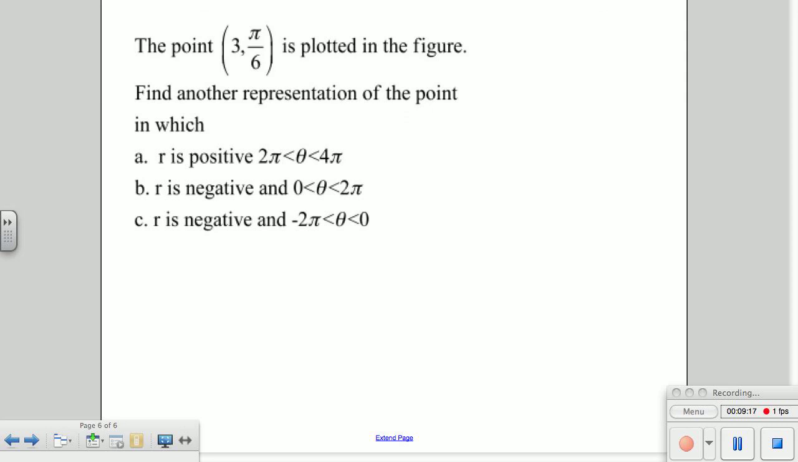I want you to go ahead and try this last one, and we'll go over it tomorrow. And this is where we're going to end for today.